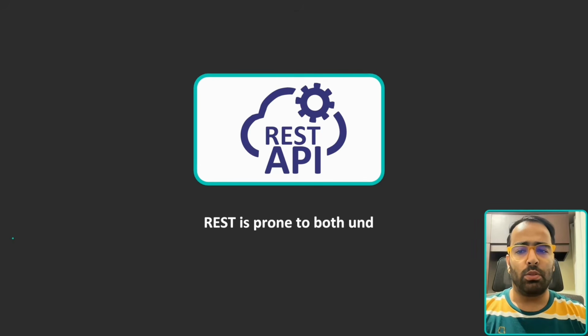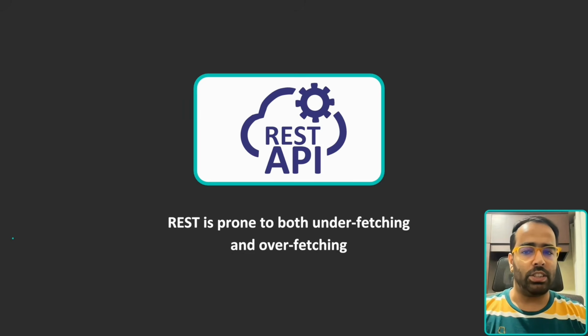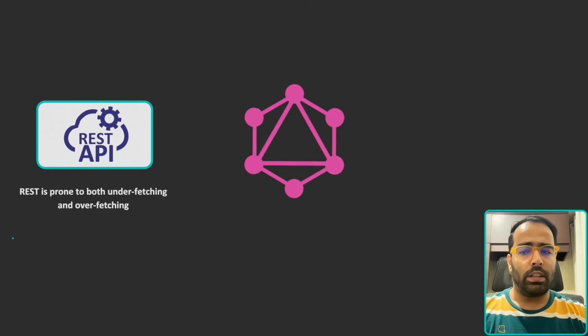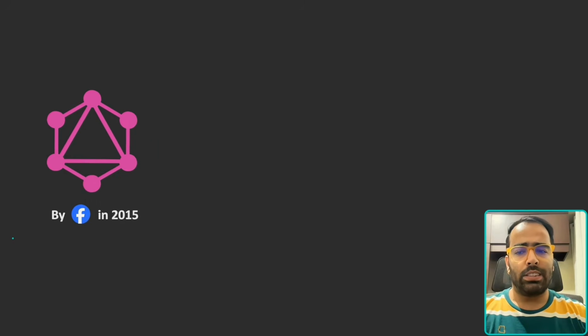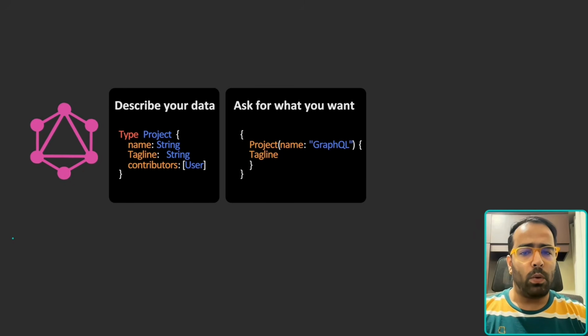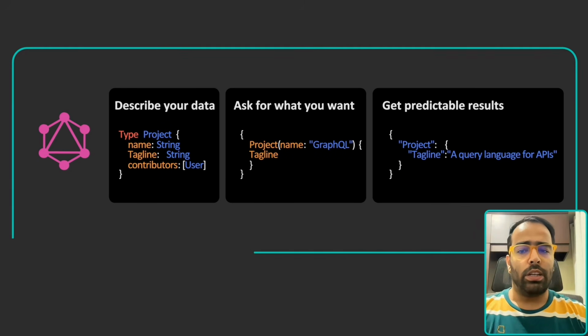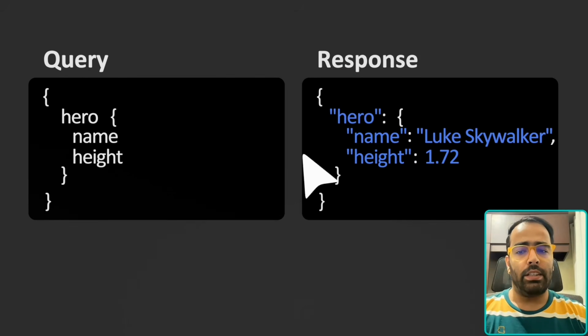REST is prone to underfetching and overfetching. And this problem was resolved by GraphQL, which is another API pattern by Facebook in 2015. GraphQL said, describe your data, ask for what you want, get predictable results. So here is an example of a GraphQL query. In this, I am saying I want the name and height of the hero. And in the response, you will get exactly that. You will not get any other property of the hero.